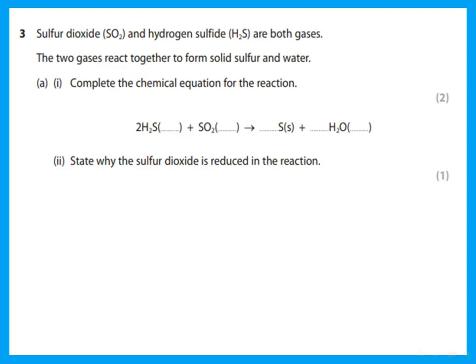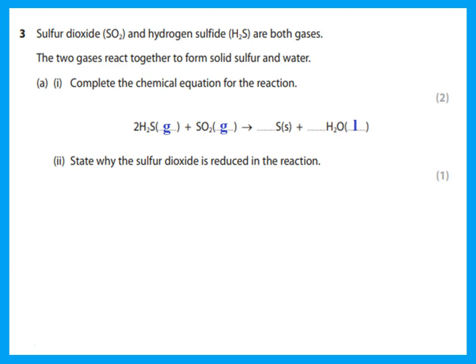Question 3 says sulfur dioxide and hydrogen sulfide are both gases. Remember that he usually gives you as much information as you need from the top of the question. The two gases react together to form solid sulfur and water. Complete the chemical equation. So what he's just telling you is to write the state symbols. He already tells you that H2S and SO2 are gases, and you should know that water is a liquid.